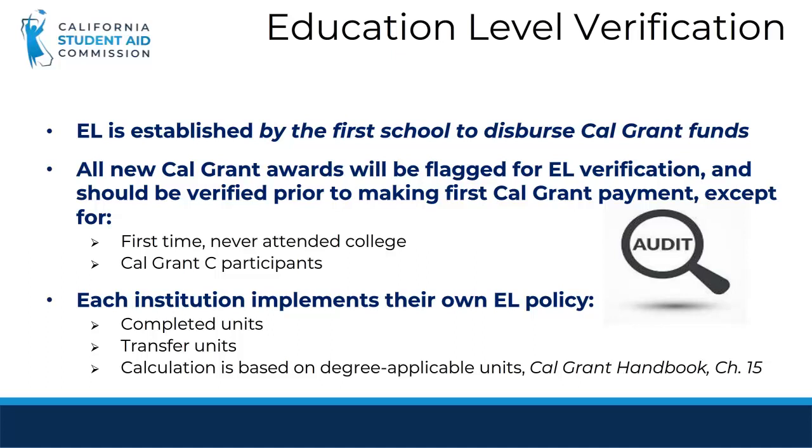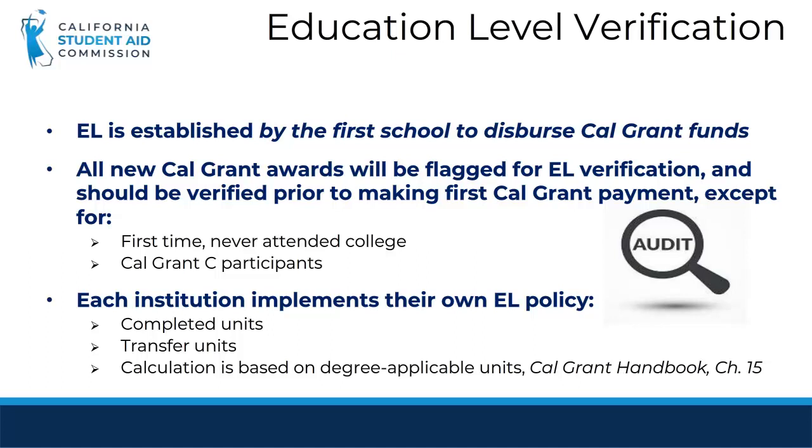Each institution implements their own EL policy, so you may have noticed the audit icon on this slide. This icon indicates that this item is a requirement of the institutional participation agreement and is therefore subject to review during a compliance audit. All institutions are required to establish and follow policies around SAP, payments and disbursements, Cal Grant refunds, over-awarding, and education level. So the audit team will ask to see your established policy.